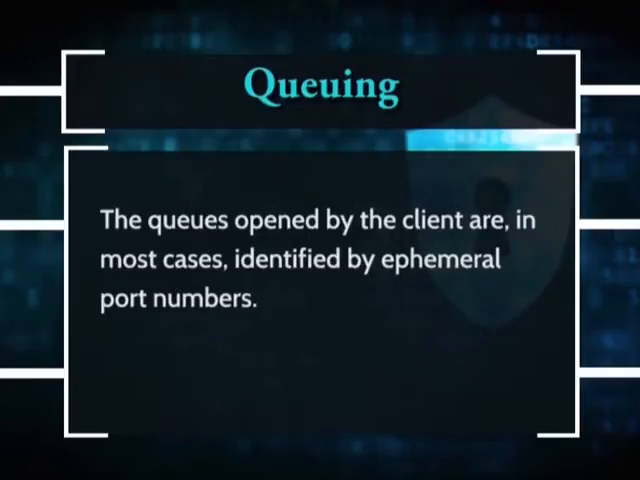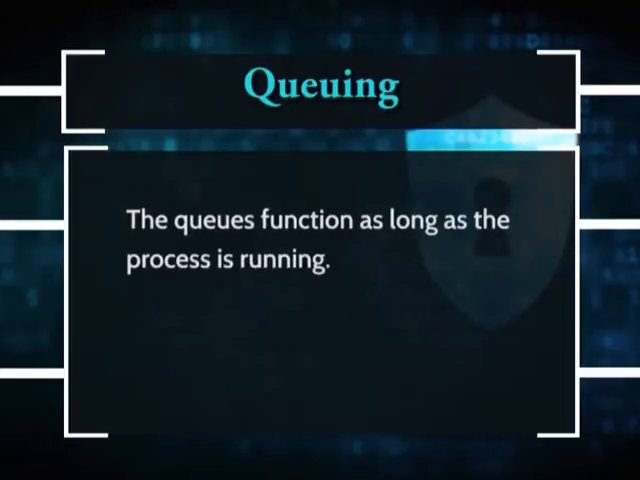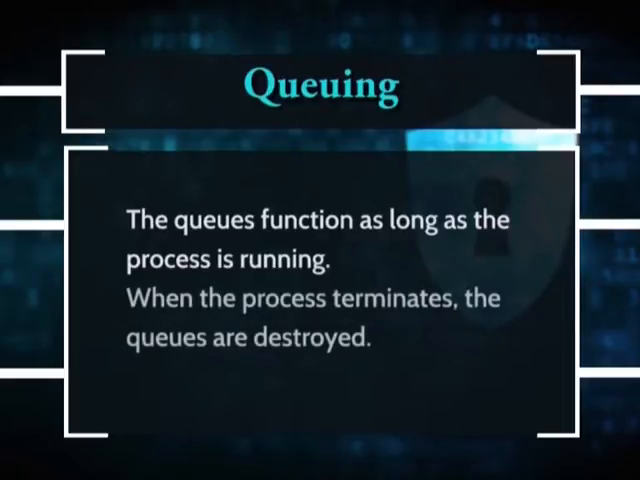The queues opened by the clients are in most cases identified by ephemeral port numbers. The queues function as long as the process is running. When the process terminates, the queues are destroyed.